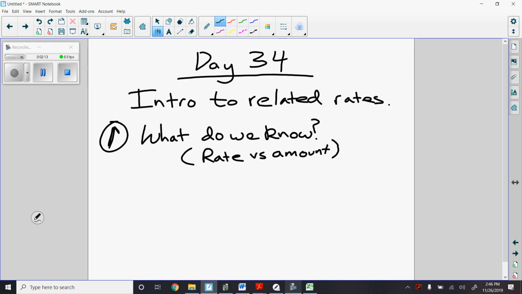The second thing is we want to write down what we need. Look for the question words in the problem, like what is the rate of change of the area, or what is the rate of change of the circumference, or what is the rate of change of the volume. Those question words help guide us towards what we're actually supposed to solve for. Okay, write down what you need, and again, be careful with a rate versus an amount.